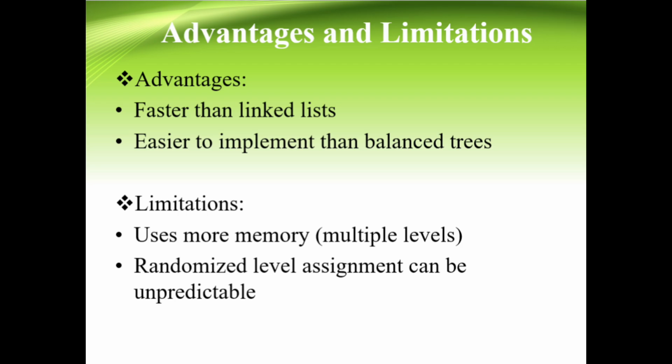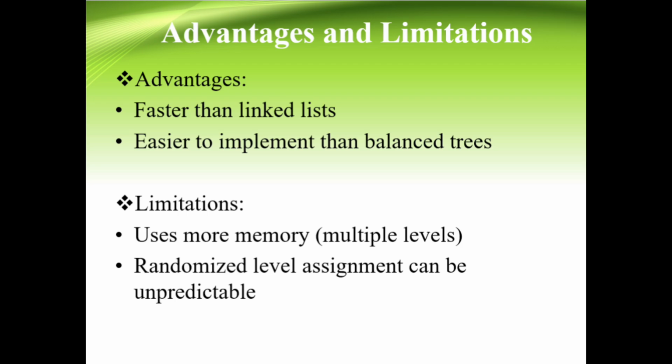And now let's see the advantages and limitations of skip lists. First, the advantages. Skip lists are much faster than normal linked lists because they allow us to skip over large portions of the list using higher level pointers, and they are easier to implement compared to balanced trees like AVL or red-black trees, because there are no complex rotations; we just rely on random levels.